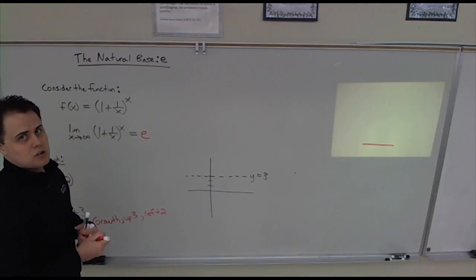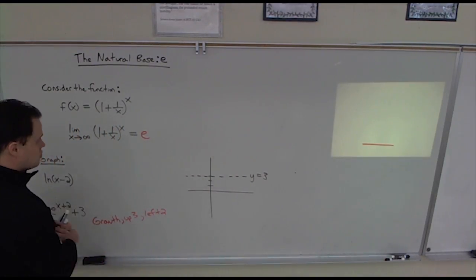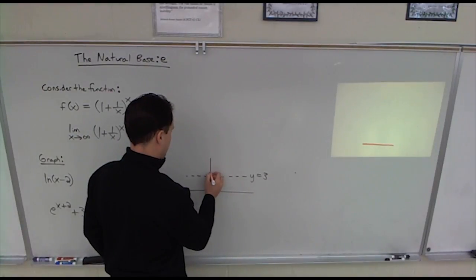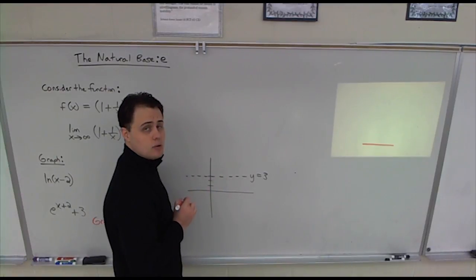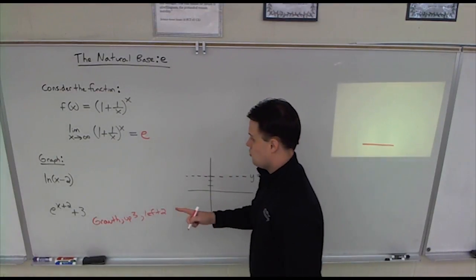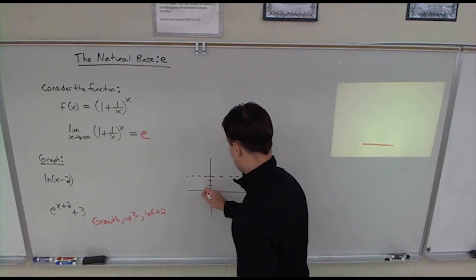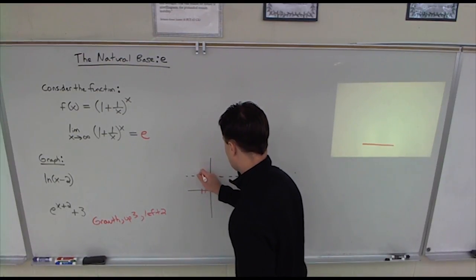Now normally, if there's no stretch or compression, which there isn't, it's just e to the x power, then it's going to go through 1 higher than the asymptote, so right there at 4. But that, remember, has been moved by the x plus 2 to the left by 2. So I'm going to go to the left by 2 and move this point right here.